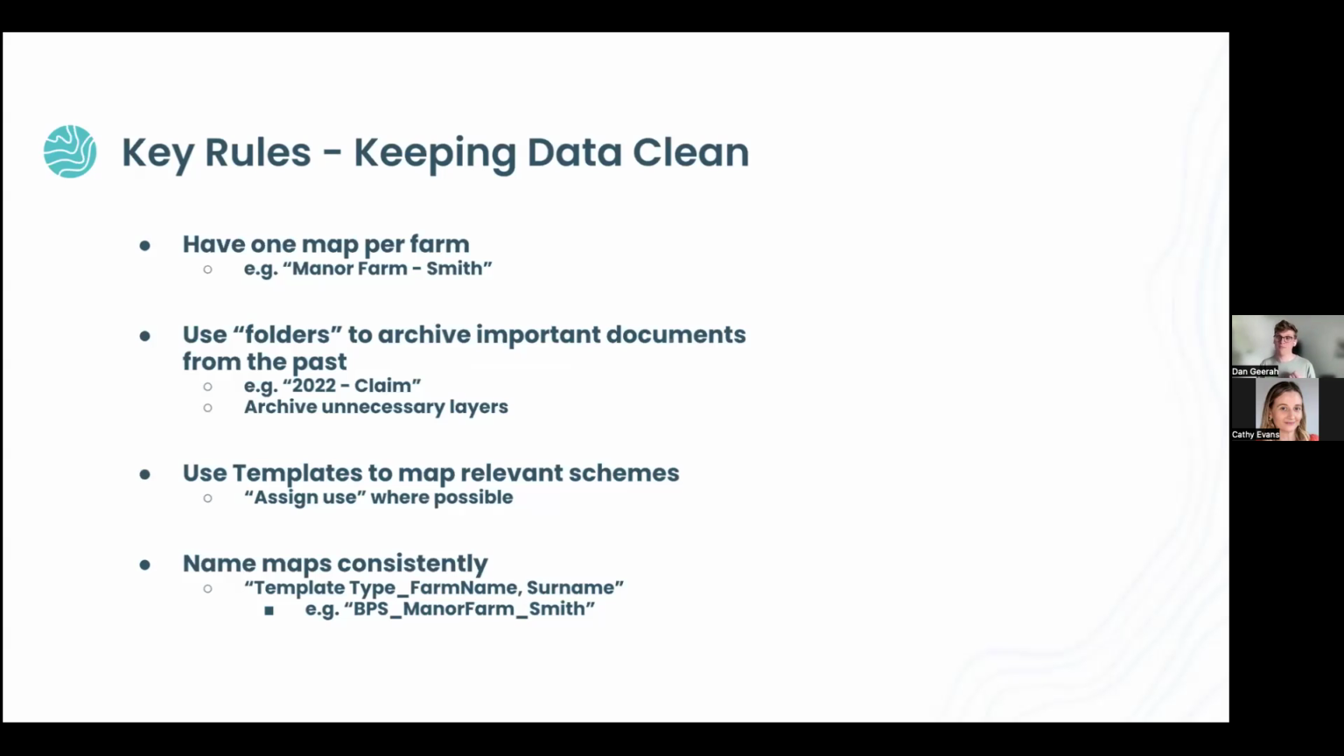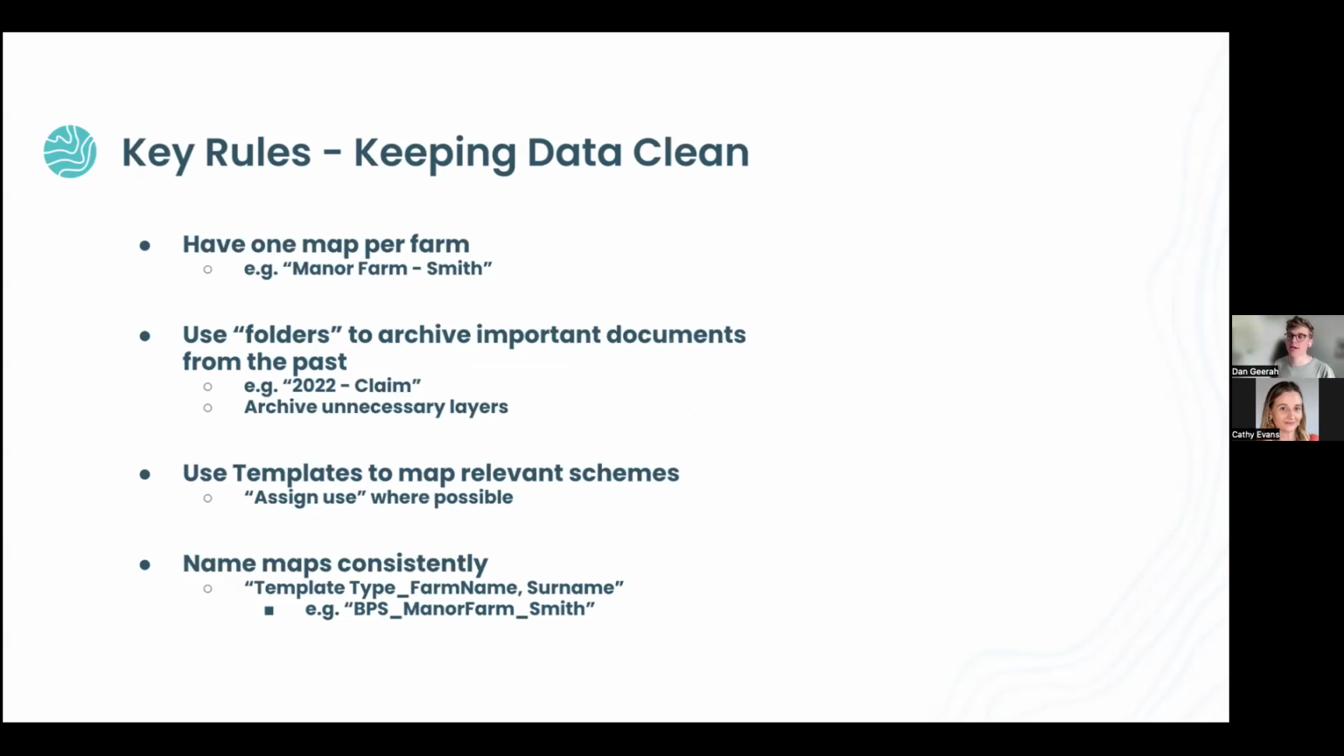But the first one is have one map per farm or per holding. And what that means is if you're working with a client or you are a landowner yourself, try and avoid having multiple different maps that represent the same area. Instead, having one source of truth that multiple people collaborate on means that we get that more dynamic sharing, working off each other's progress rather than sharing copies of the data. And that map, to be consistent, should be named following a similar structure to this, like the farm name and a surname, so Manor Farm and Smith.